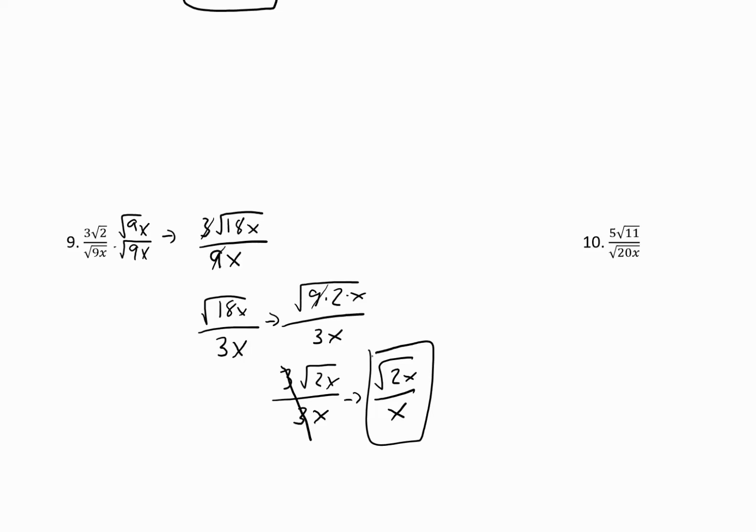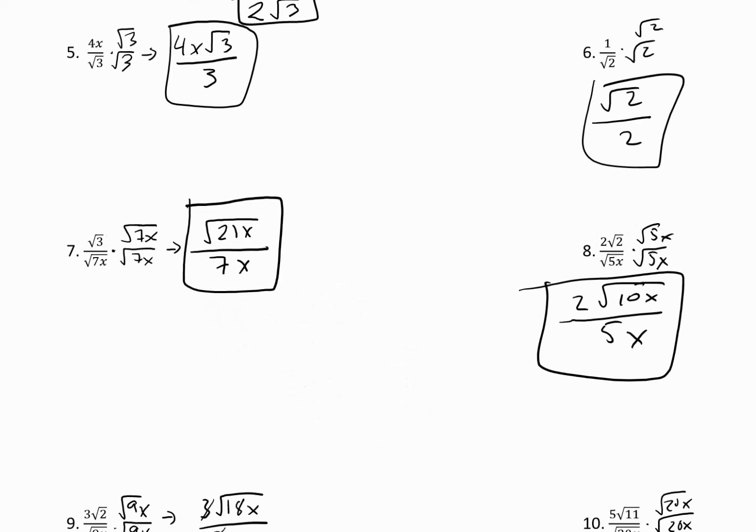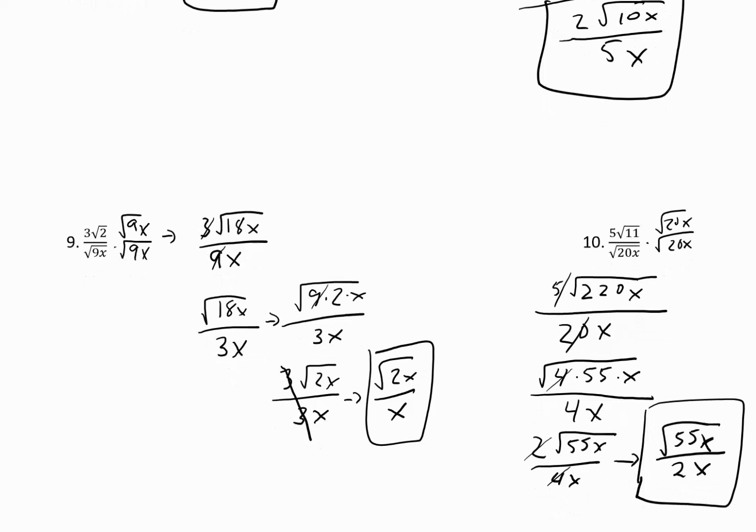All right, so why don't you pause the video and try all the even problems that we haven't done, and then go ahead and check your work. Okay, so let's go ahead and check your answers for number 6, 8, and 10. And remember, with number 10, you have to make sure it's fully simplified. So always see if the radical can be simplified again.